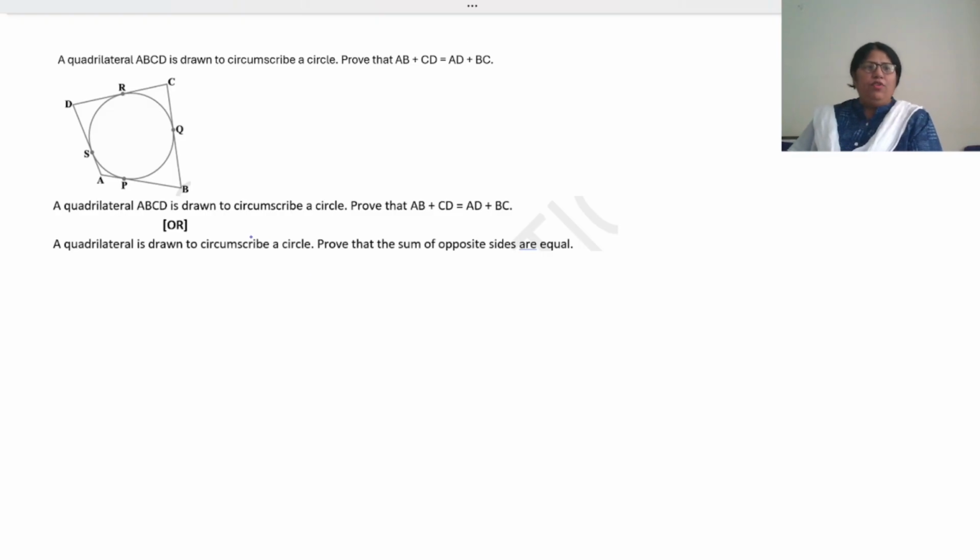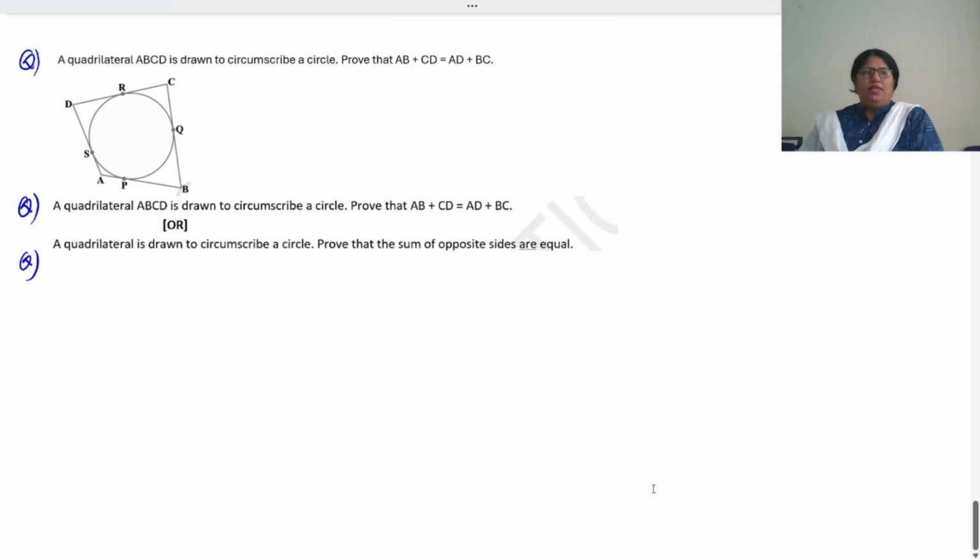Sometimes they'll give you a figure, sometimes they won't, but these questions are all the same, whether they give it in this form or this form. If the figure is not given, then you will have weightage for drawing the correct figure also. So let us see the figure. What do I need to prove here? I have to prove that the sum of opposite sides of this quadrilateral is always going to be equal, right? So let us start solving this.